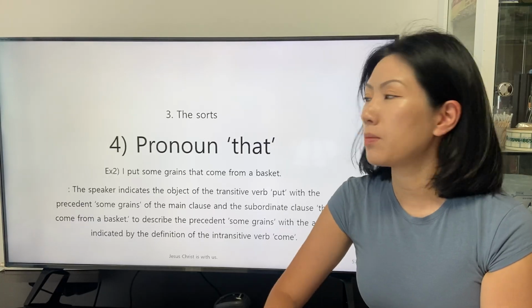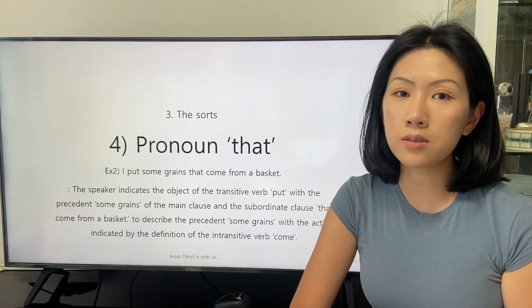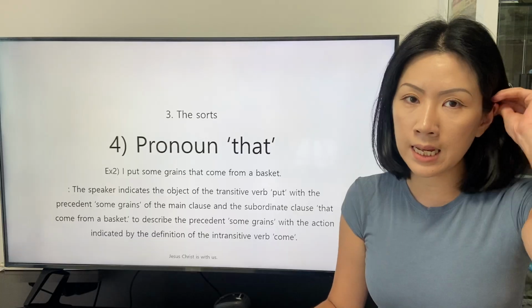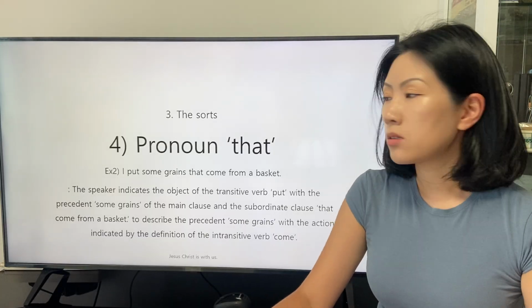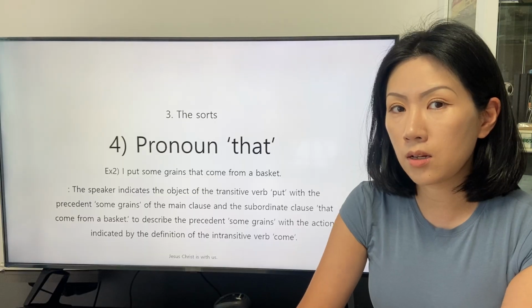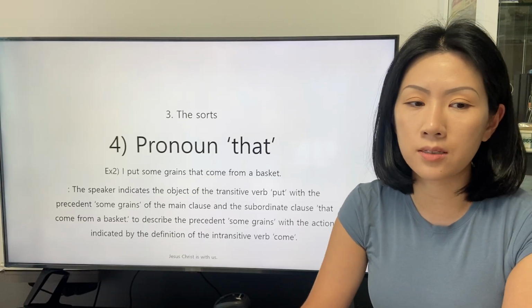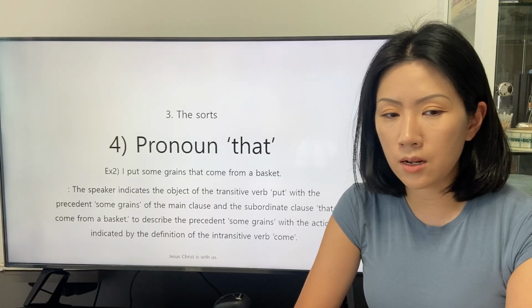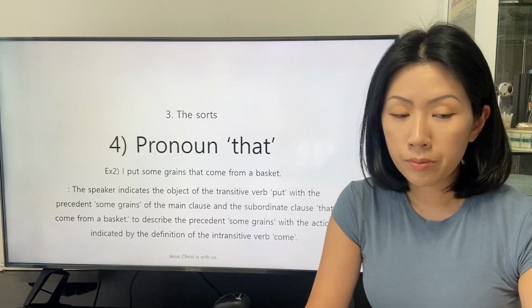Let's keep studying the examples in which the pronoun that is applied as the relative pronoun. The second example is this: I put some grains that come from a basket.